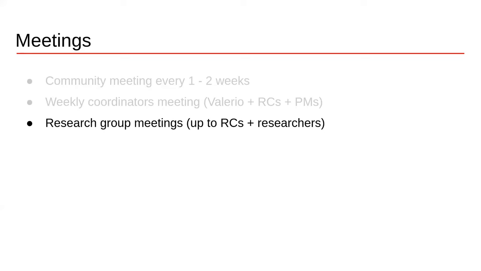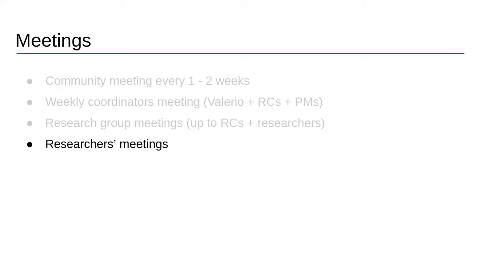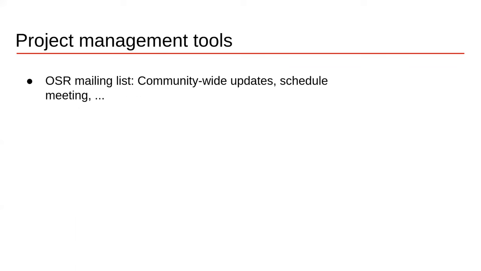Then we had research group meetings, which were completely up to the research coordinators to organize and to the researchers to attend. Then there were also researchers meetings, so 2-3 people who would just meet up and organize. So the last two were really about bottom-up self-organization.